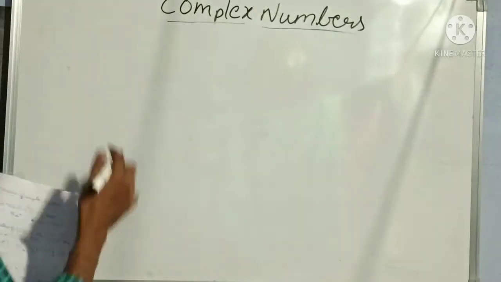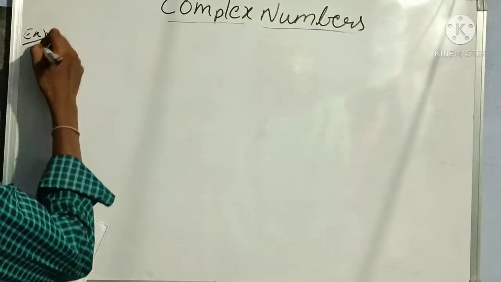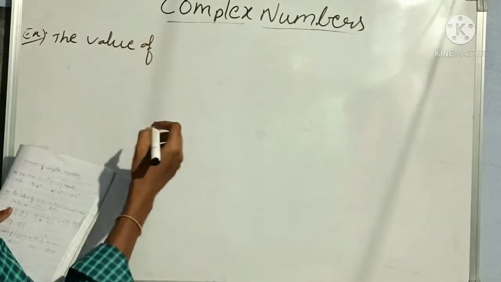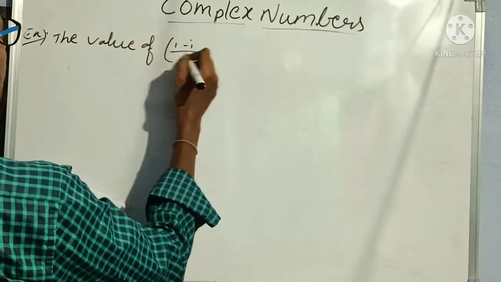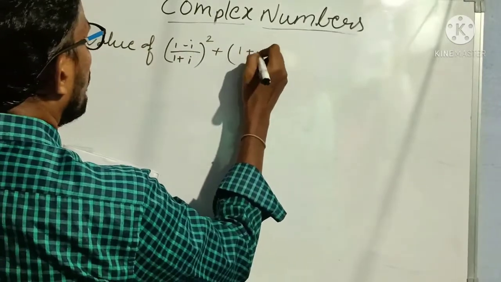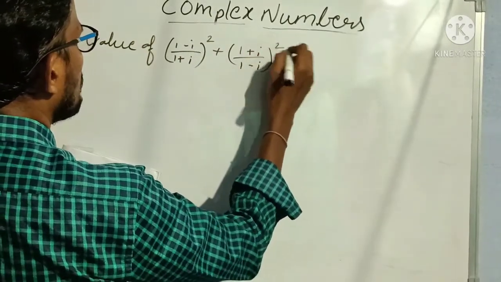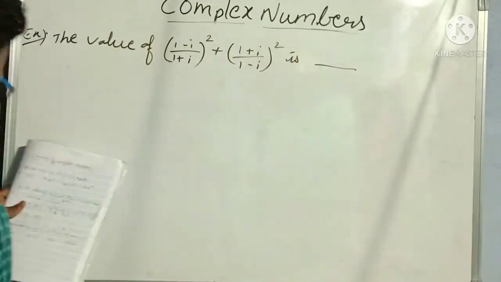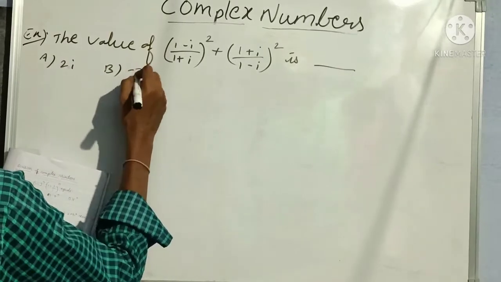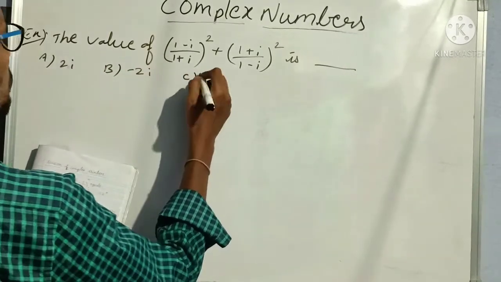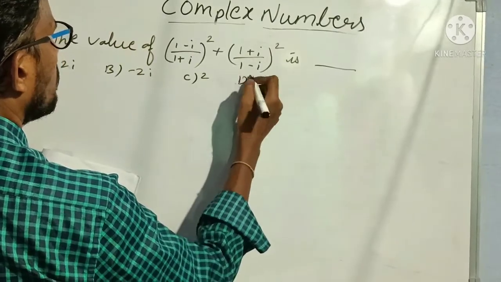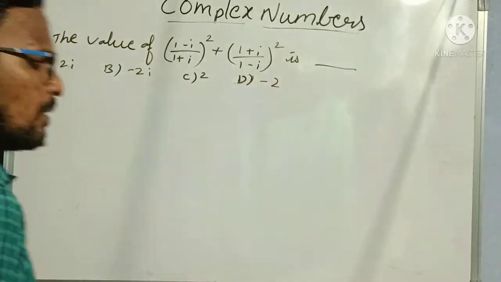Next example, the value of 1 minus i by 1 plus i whole square plus of 1 plus i by 1 minus i whole square is dash. Your options: option A is 2i, option B is minus 2i, option C is 2, option D is minus 2. Okay, let us see the solution now.